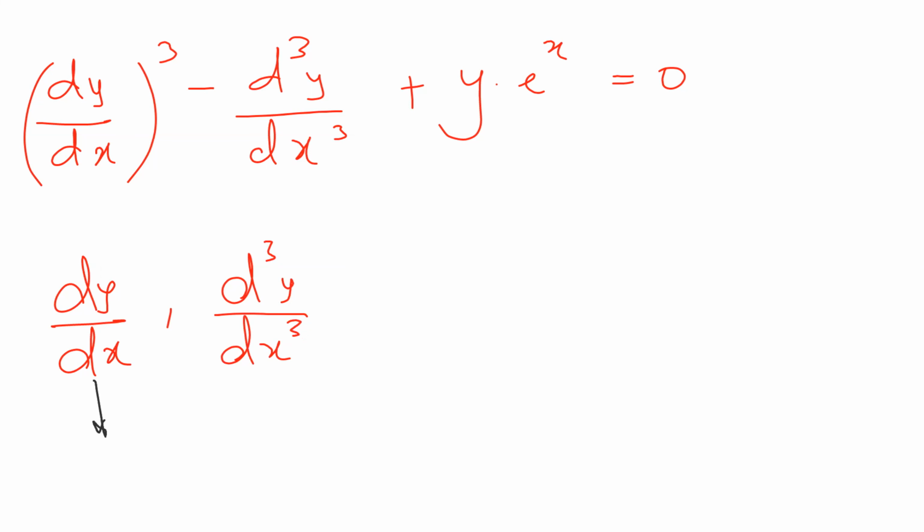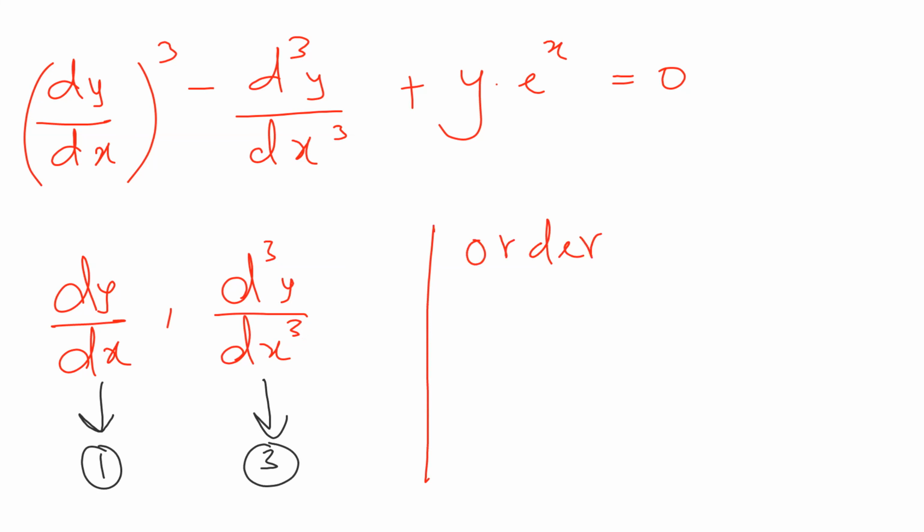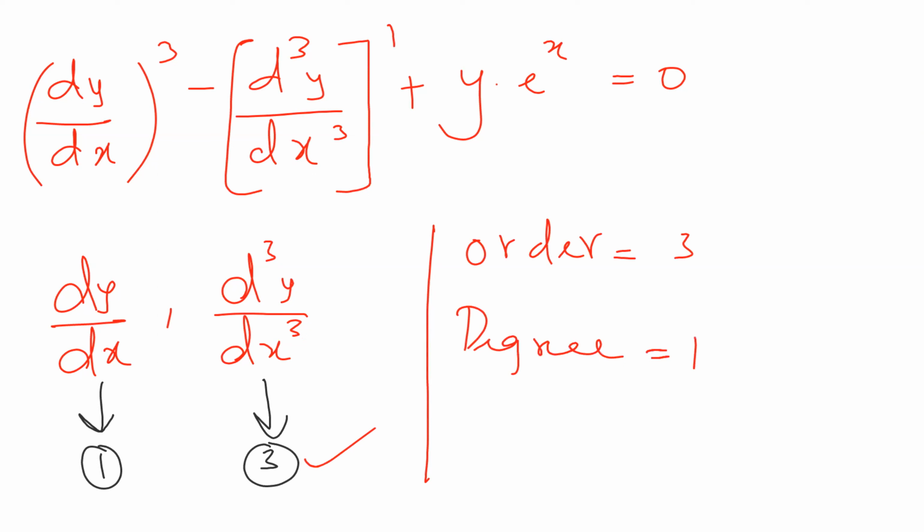So we are having the first order derivative and the third order derivative. So the order of the differential equation is 3, because 3 is the maximum order in the problem. Now when we take a look at the third order derivative, its power is 1, so the degree becomes 1. So the order is 3 and degree is 1. Next example.